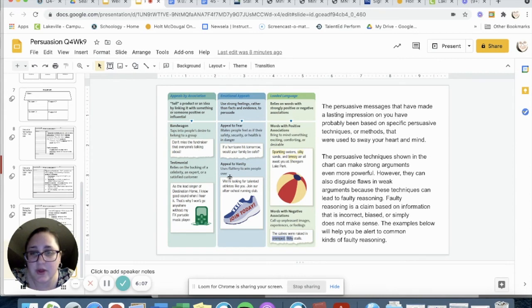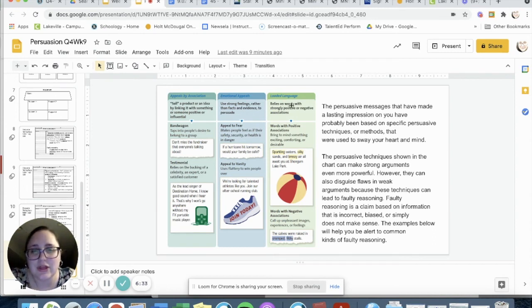Appeal to vanity. Here we go. Uses flattery to win people over. "We're looking for talented athletes like you. Join our after-school running club. Join today." So in this case, they're definitely trying to convince you to join their running club because you are an amazing athlete and you should be a part of this exclusive group. All right, using flattery to win people over.